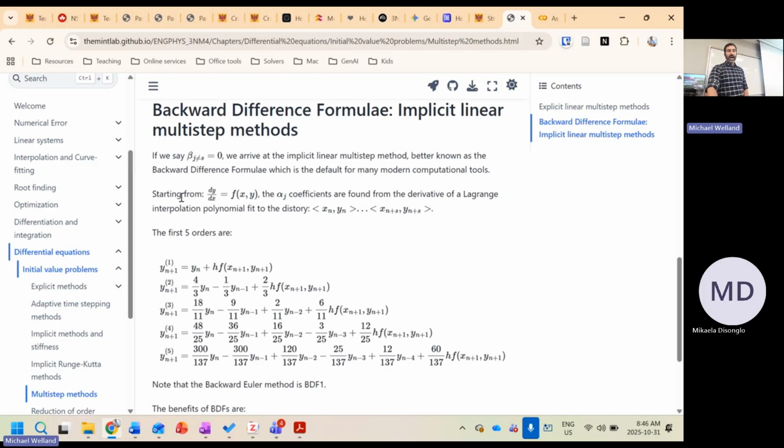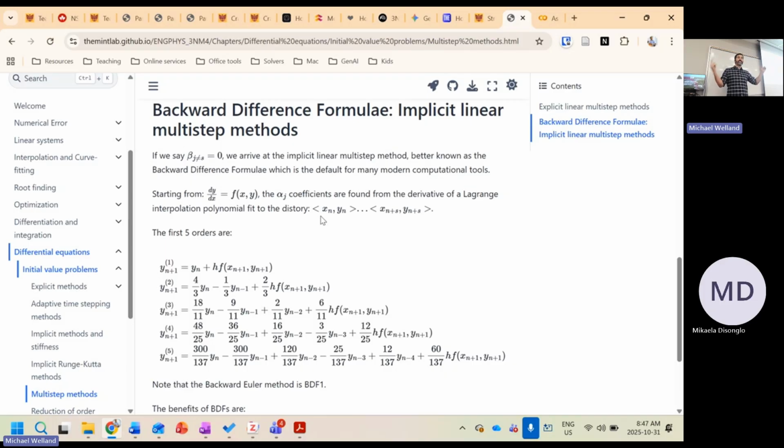Okay. Starting from this idea that just dy by dx, I need to change x to t here, right? That dy by dt is equal to f of t, y, right? The alpha coefficients are the derivatives of the Lagrange interpolation polynomial. You know how I kept saying that interpolation polynomial just keeps coming back and back and back? This is another case of it. So what you're doing is you have your previous time steps. You are fitting, say you have 4 previous time steps, what you're going to do is fit a 5th degree polynomial to it. Sorry, 4th degree polynomial.